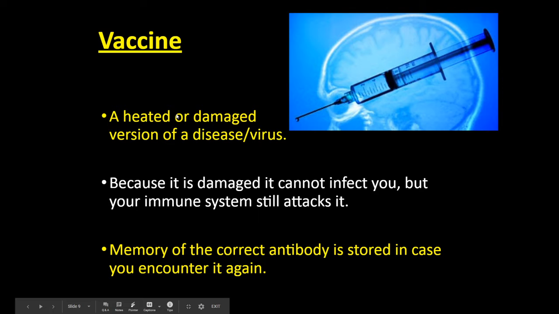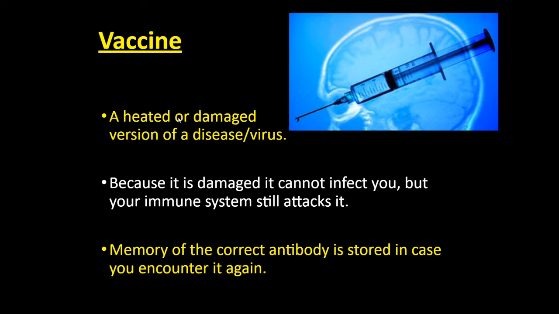And the most important part for the immune system, vaccines. You've got to know how a vaccine works. So remember, vaccines are whenever we introduce some dead or damaged version of the pathogen, of the virus, of the bacteria into your body. And because it's damaged, it can't create an infection.